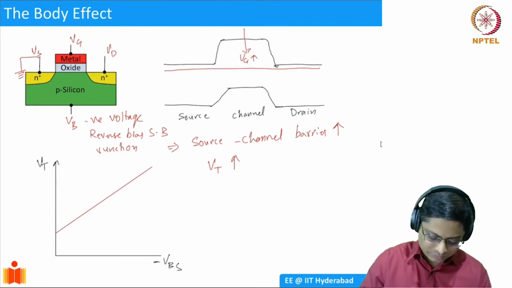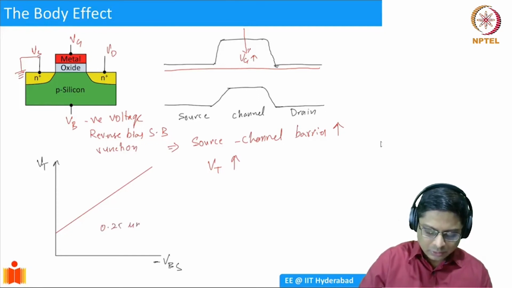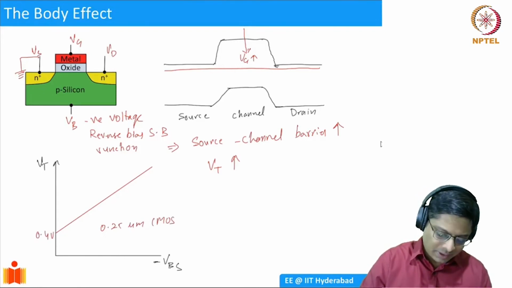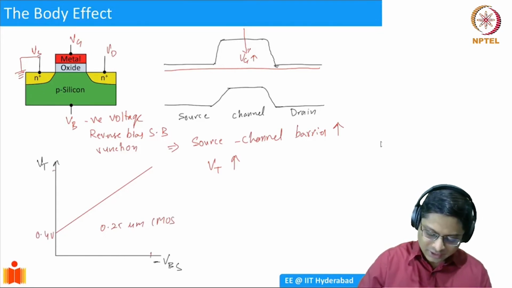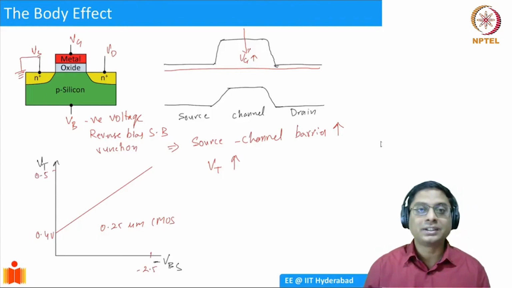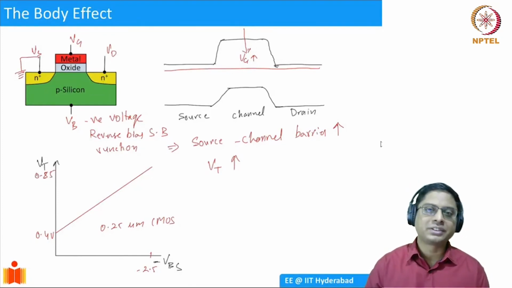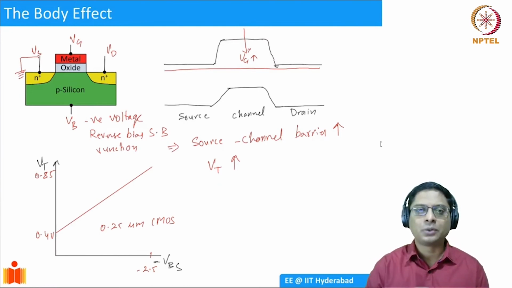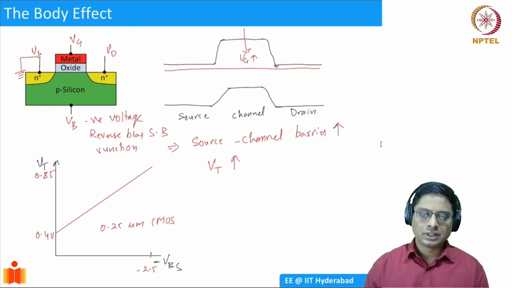So for a 0.25 micron CMOS technology, this will be about 0.4 volts. And if I apply, let's say, minus VDD, minus 2.5 volts, it might become something like 0.85. So I can effectively double my VT. It is possible to do that. Okay. So this effect is known as body effect, wherein I'm changing the threshold voltage of a MOSFET by applying a voltage to the bulk.